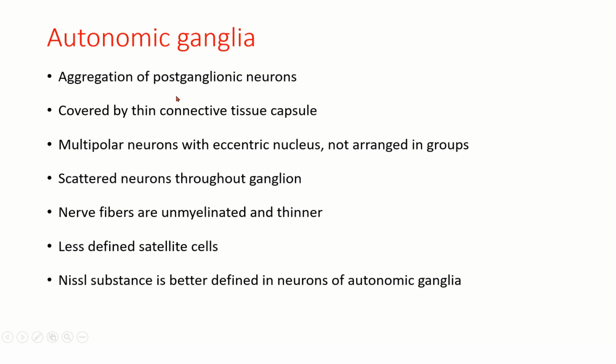Autonomic ganglia. So these are actually the aggregations of postganglionic neurons covered by thin connective tissue capsule. Multipolar neurons with eccentric nucleus. These are not aggregated into groups. These neurons are scattered throughout the ganglia. So nerve fibers in autonomic ganglia are unmyelinated and thinner. So satellite cells are also less defined. Neural substance is better defined in neurons of autonomic ganglia.